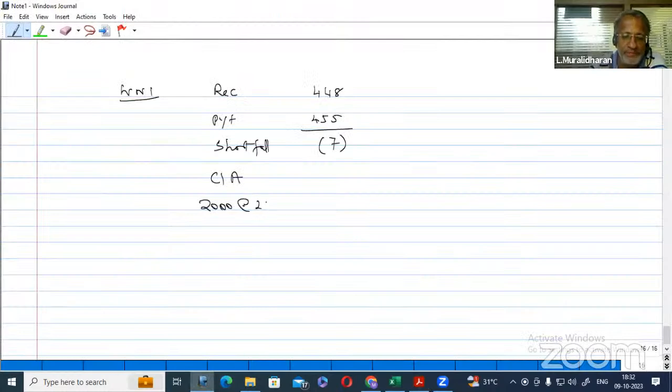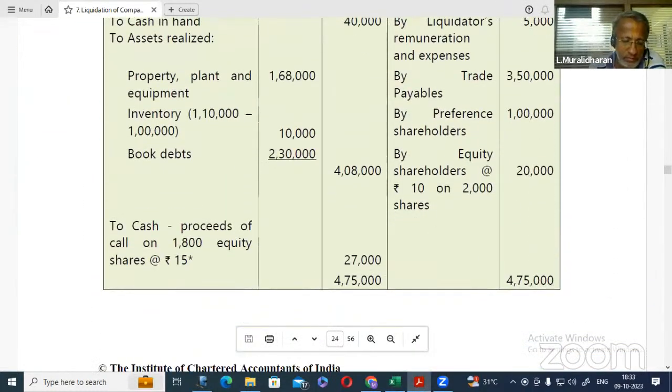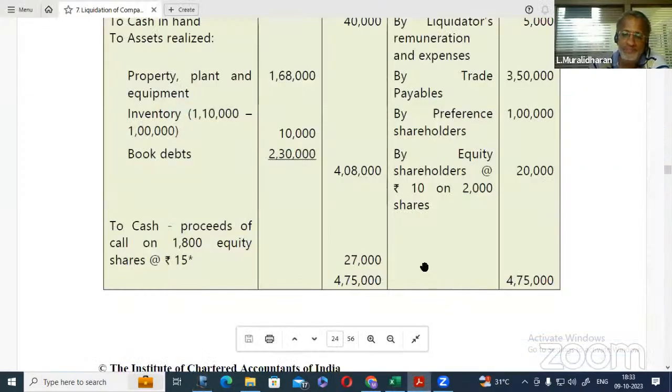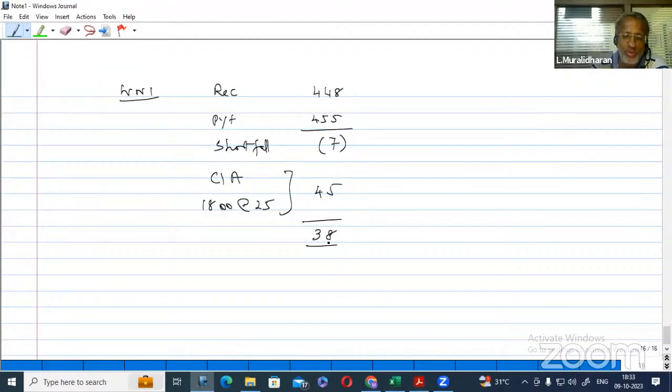2,000 into 25. Or here itself we can put it this way: 1,800 into 25. Now let's find out what is that number that we can have. So you will be in a position to bring about 45. Then you will have 38 before you. And if that be the case, for how many shareholders will you be in a position to distribute? You have 2,000 fully paid and you have 1,800 fully paid. You have 3,800 shares which will take up 38,000 rupees.